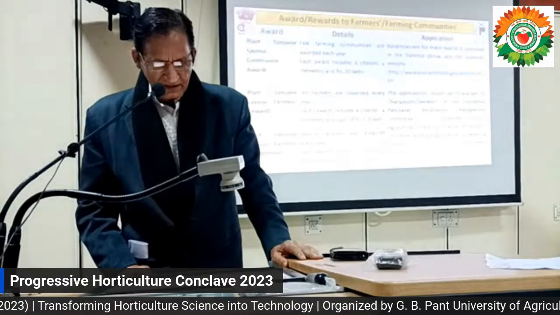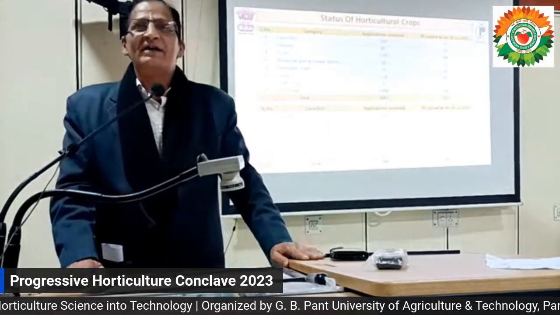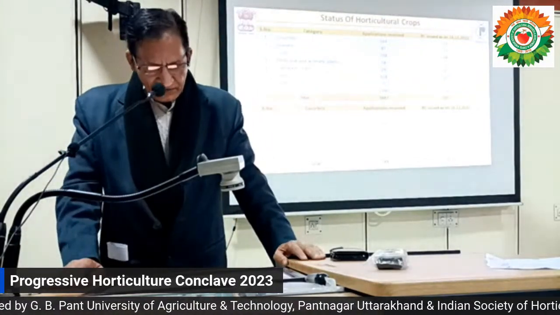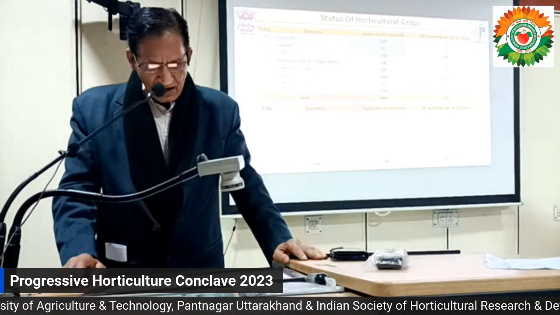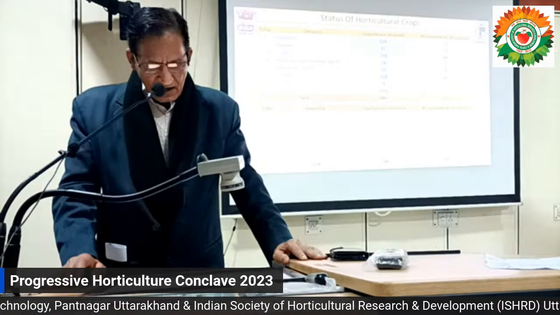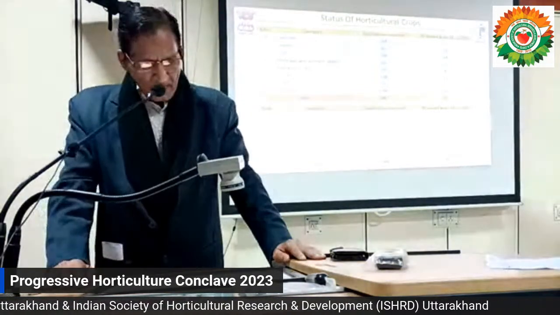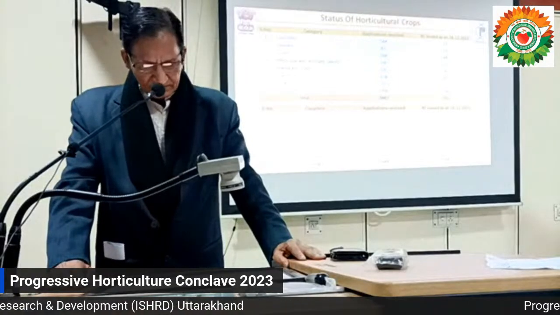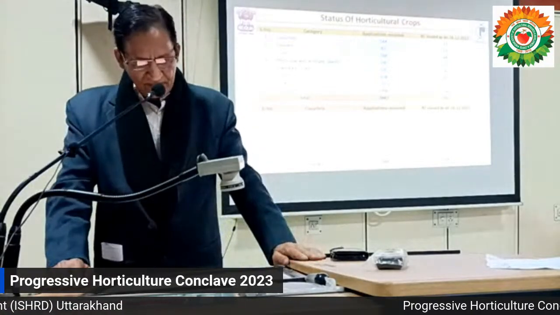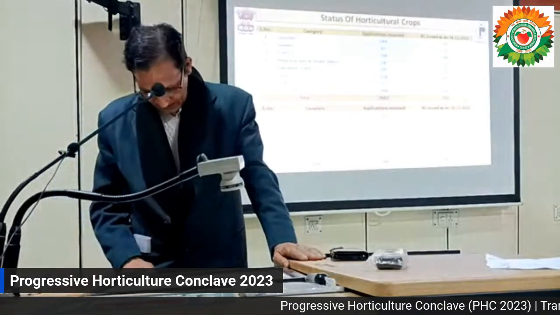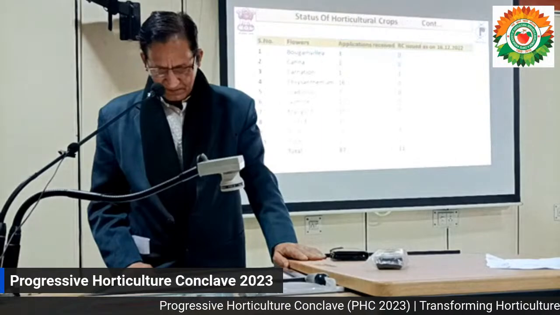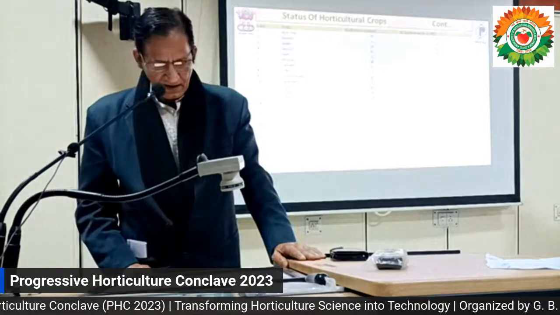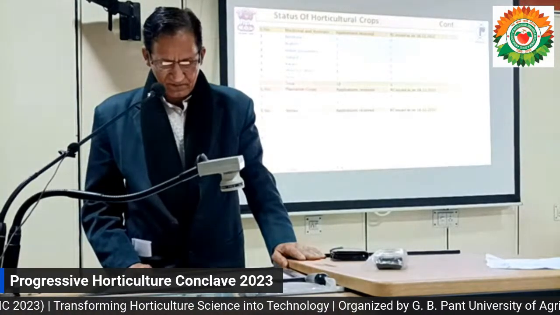Now I am coming to the status of horticultural crops. The varieties of horticultural crops received in the cucurbits are 544. Details are here in the table, and the registration certificates issued in this group of crops. You can see the details of the horticultural crops registration in the table. The status of horticultural crops of registration.